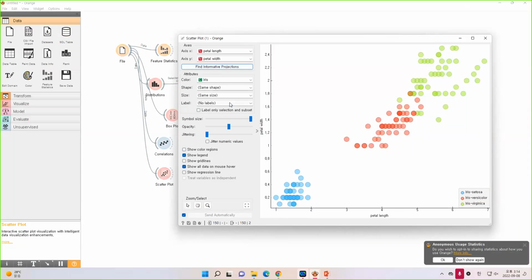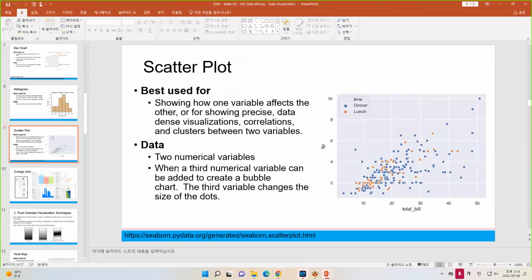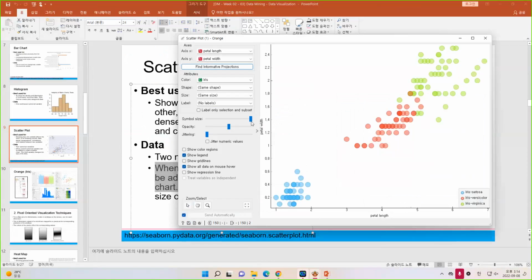And we can also have another thing. We call it the size, so you can select the third variable. As I mentioned before, when a third numerical variable is added, it creates a bubble chart. So I would like to add the sample length, for example. You can see there is a difference. The different size means this shows a small sample length, and this shows a bigger sample length. So we have three variables in this scatter plot.